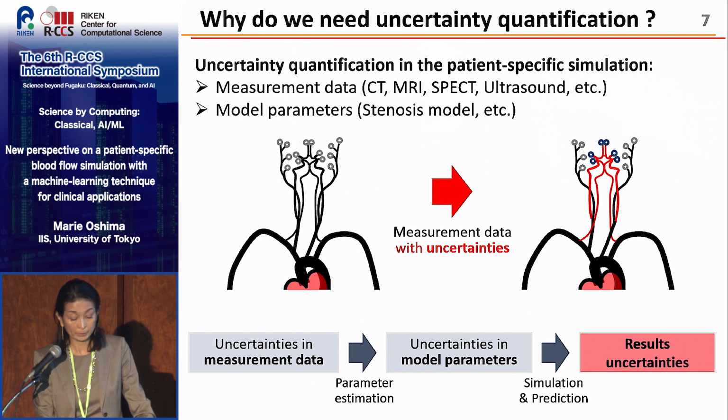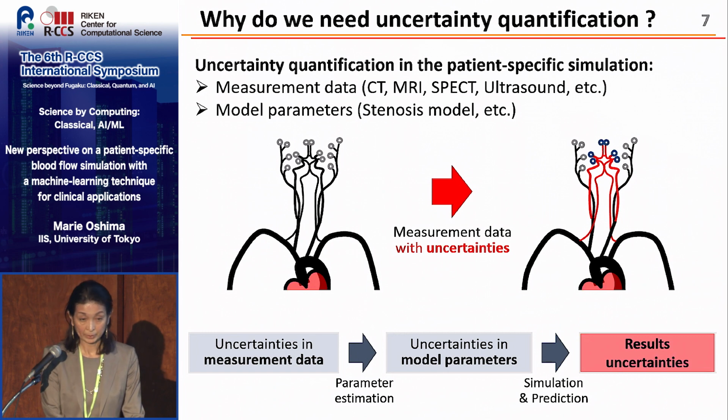We use medical image data such as CT, MRI, SPECT, ultrasound, all the medical images available for the simulation. And also we use model parameters because it is very difficult to have patient-specific information, for example, like stiffness of arterial, the blood vessels. And that's why we use an empirical model for that. So the uncertainty in measurement data will propagate through the simulation.